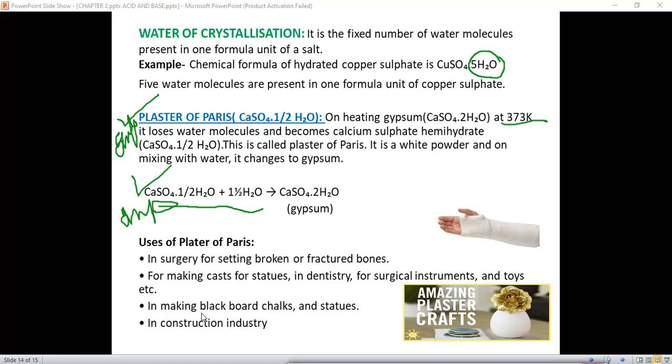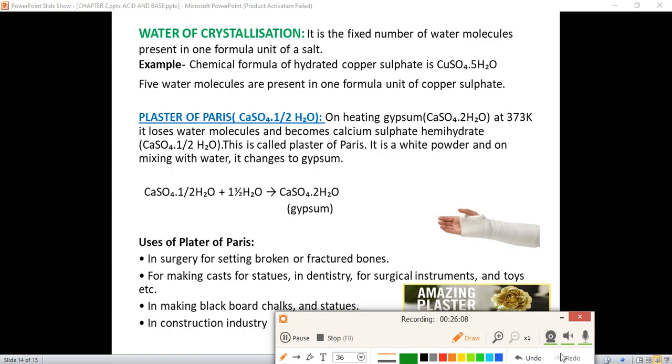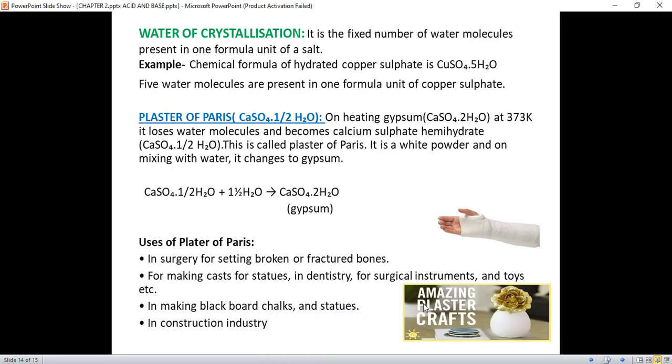It is used in making blackboard chalks and statues. Okay, it is also used for making blackboard chalks and statues. Next, it is used in the construction industry also. It is used for making the walls smooth. Okay, for making the walls smooth, plaster of Paris is used. So we have completed all the topics from this chapter, acid and base.